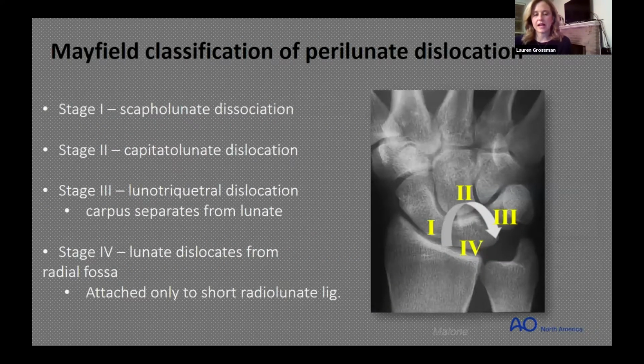So here's the Mayfield classification of the perilunate dislocation. You can see it goes in a circle, where stage 1 is your scapholunate dissociation, and then it goes around to the lunocapitate dislocation, to the lunotriquetral dislocation, and then the whole carpus separates from the lunate, as we saw on the prior x-ray. And then stage 4, your lunate dislocates from the radial fossa, and that's where the short radiolunate ligament comes into play, as that's the only thing holding the lunate in the carpus.